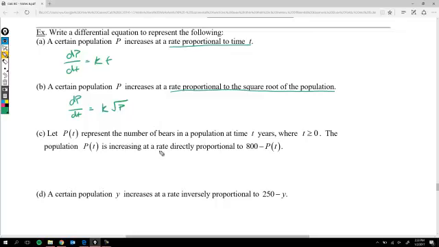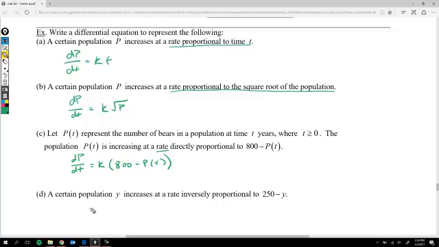All right, a little more. The population is increasing at a rate directly proportional to 800 minus P of t. A rate again, so it's going to be dP/dt. So this is my rate, which is directly proportional to 800 minus P of t. All right, this is very common. We'll see this a lot. We'll practice with this a lot.